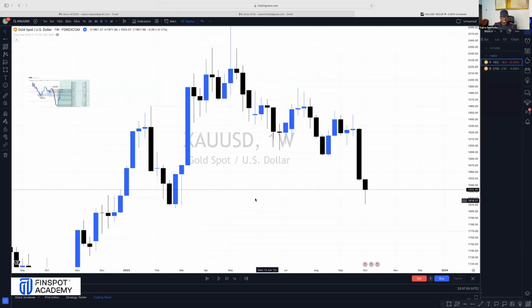Where do I think gold is going to buy from? So without wasting so much of our time, let's get straight to the chart. So this is my gold chart.